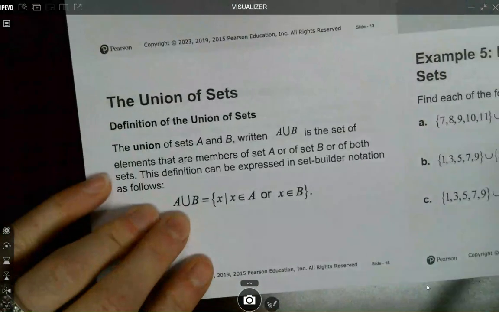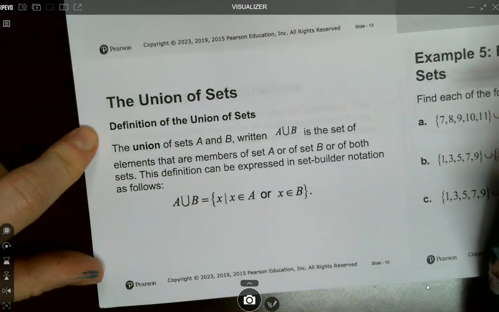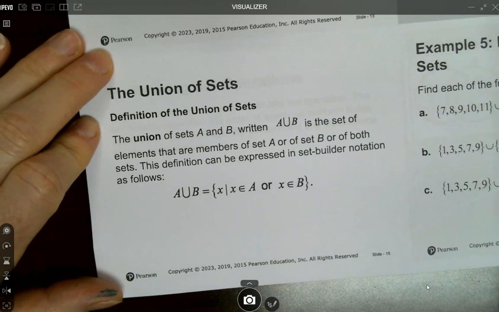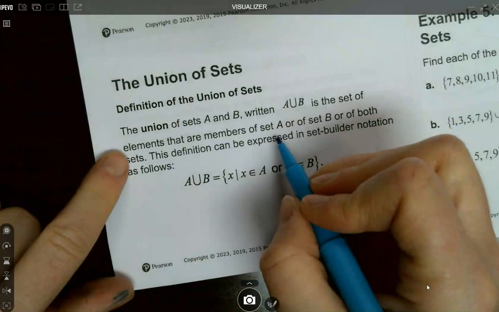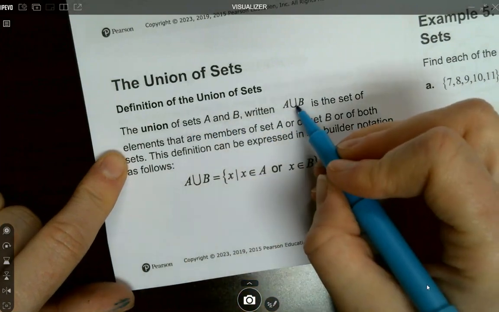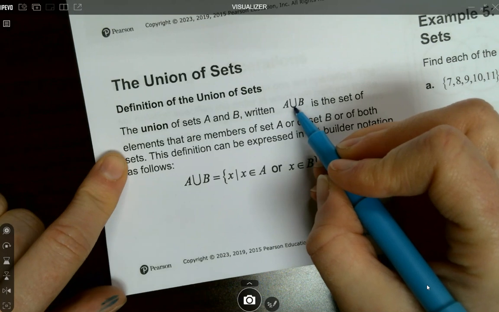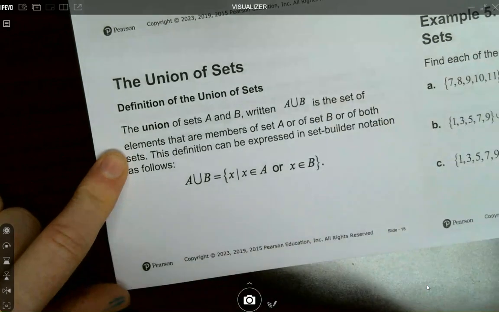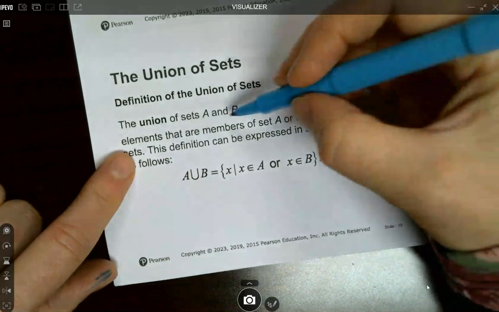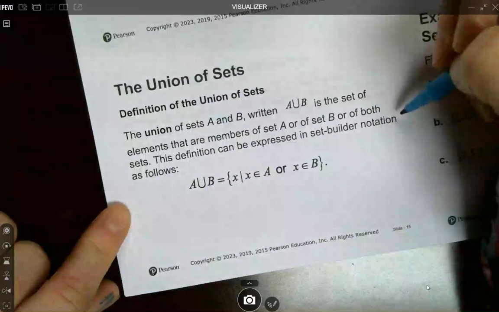Okay. The next type of definition is union of sets. Union means together. So you're going to include them together. The union of sets A and B is written as A, U, union B. So see how this is a U for union. The other one was an upside down U, which was intersection. So the union is a set of elements that are members of set A or set B or both.